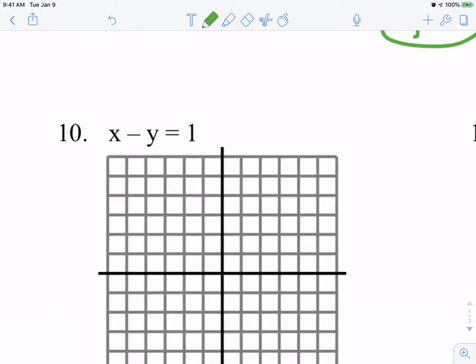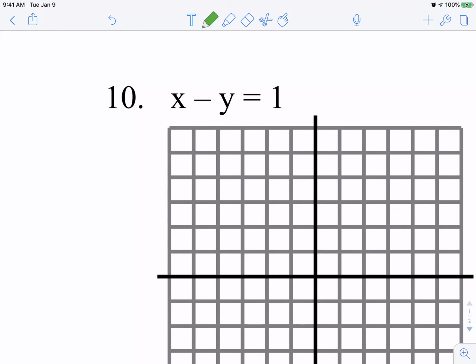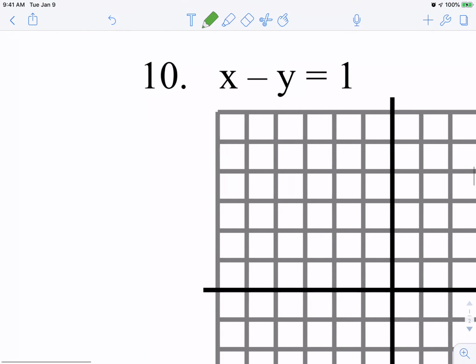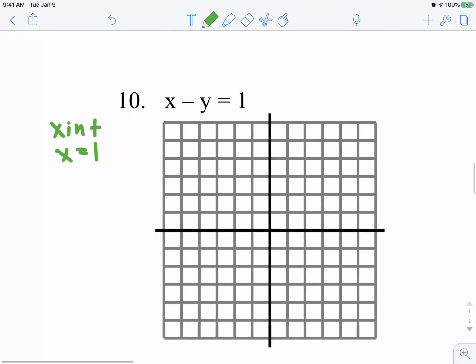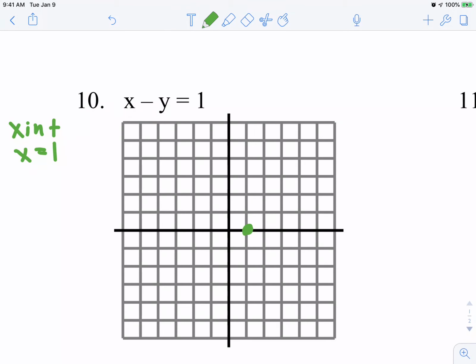Number 10. This one you could do either slope intercept or you could do x and y intercept. So let's do the x and y intercept to keep it consistent whenever x and y are on the same side. So pretty much we don't need that y anymore. So x is equal to 1. So I put a 1 on x equals 1 right there.